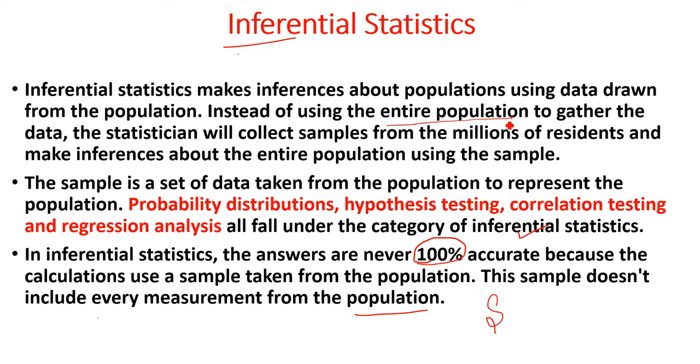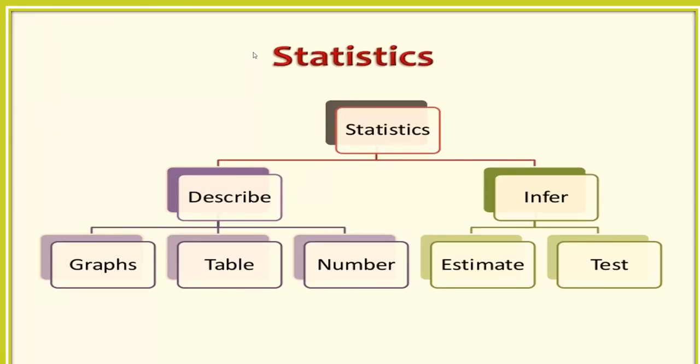See, we are not using the entire population to gather the data. A statistician will collect a sample, and a sample is a subset of the population. So if we are using the sample, then our result is never 100%. In inferential statistics, we use a sample, right? Okay, now move on. Here I have made a chart. The same thing I have explained with the help of a chart, that statistics is divided into two categories. Here is describe. We describe the situation in descriptive statistics.